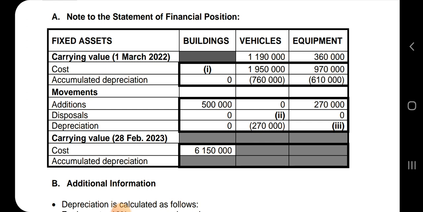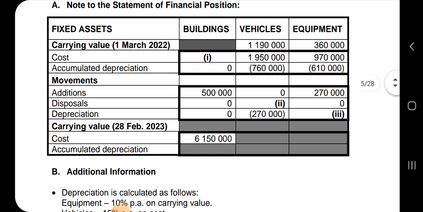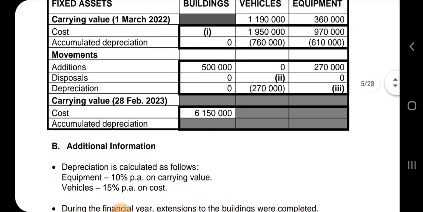So cost at the end of the year on the 28th February 2023 is calculated by taking cost at the beginning of the year plus additions at cost minus assets that were sold at their original cost price. And then that will give us cost at the end. So on question 1, building, how we got the 6,150,000, we took cost at the beginning and add the 500,000 to get the 6,150,000.